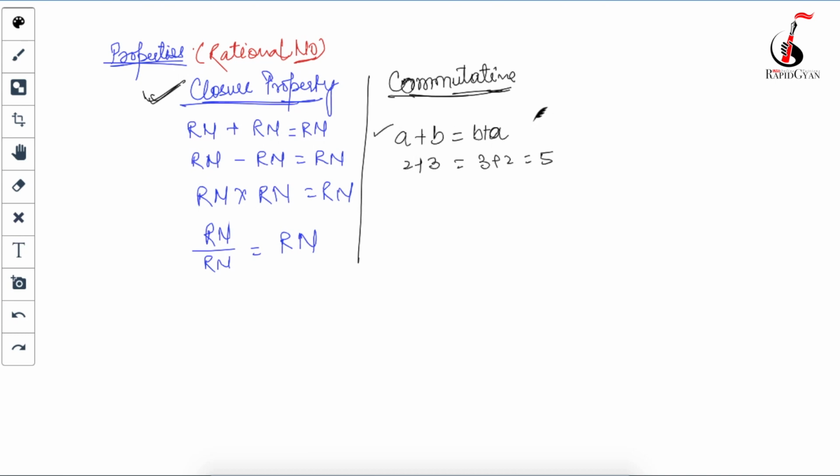So addition of two rational numbers is commutative in nature. Listen to my words very carefully: if someone says that addition of two rational numbers is commutative in nature, it means a plus b is equal to b plus a. Similarly, beta, a multiplied by b will also be equal to b multiplied by a, correct? See here, 2 times 3 will give me 3 times 2, which is equal to 6. Very easy.